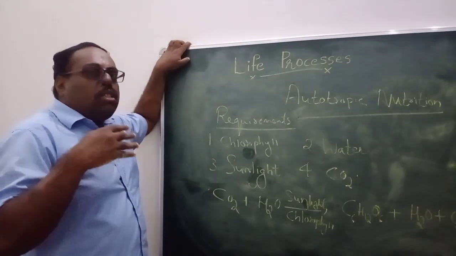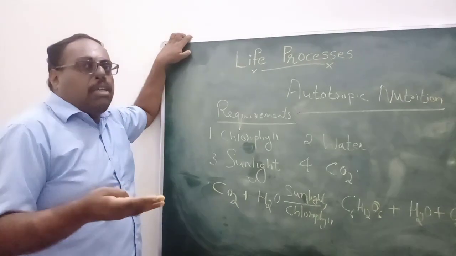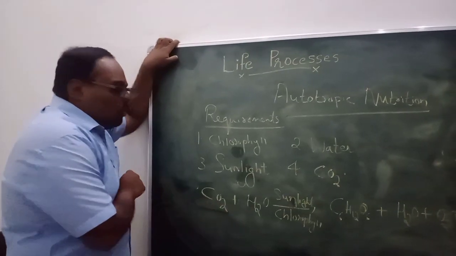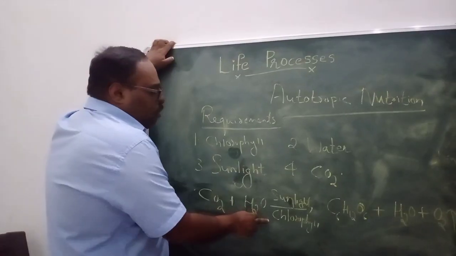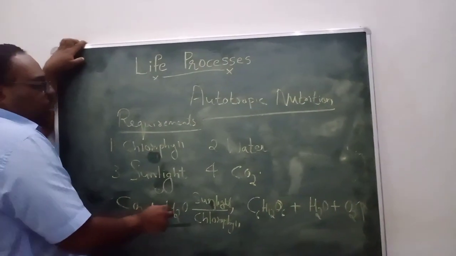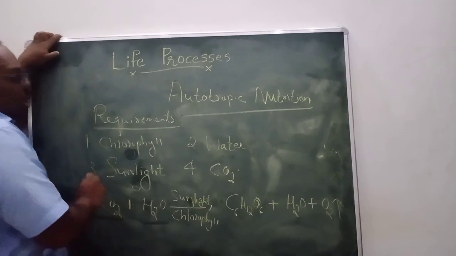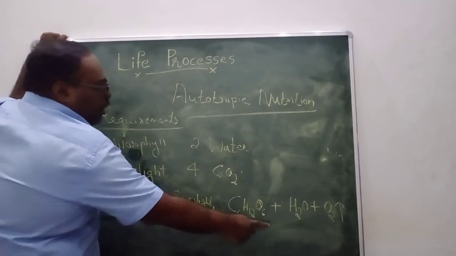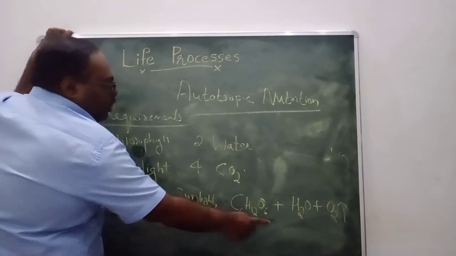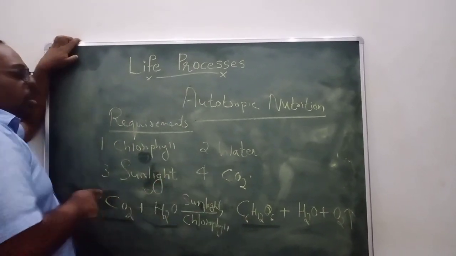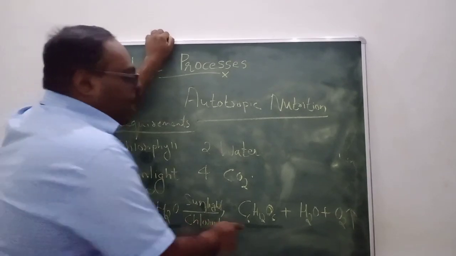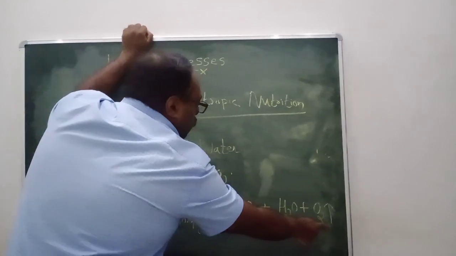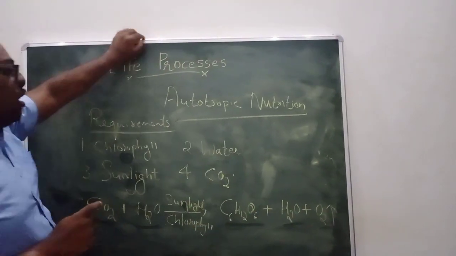And what is the type of reaction that is taking place inside this plant? Carbon dioxide from the atmosphere will combine with water in the presence of sunlight and chlorophyll. It will be converted into glucose. Sorry, it will be converted into starch, which is a main source of energy, and after that, water will be converted, and oxygen will be evolved out.